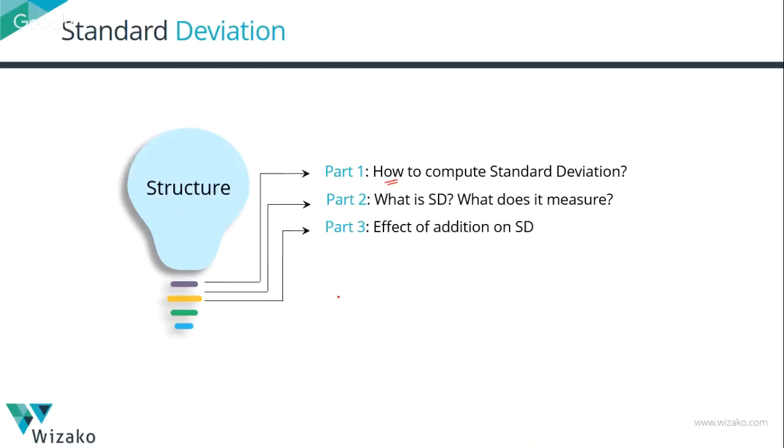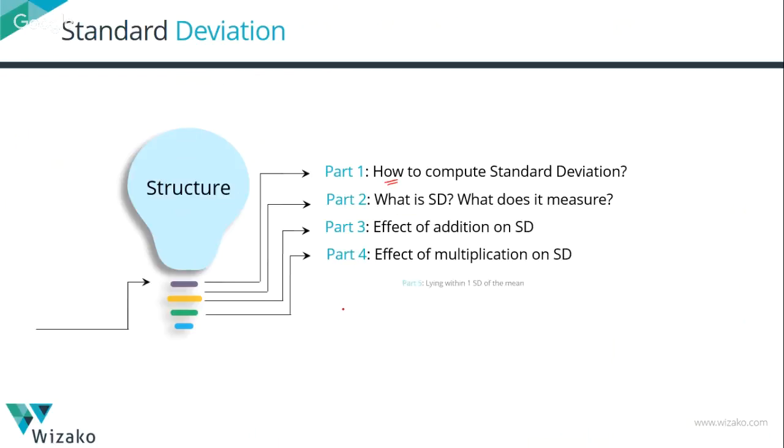Third, we're going to be looking at the effect of adding a K to each element in a data set on the standard deviation of the set. Fourth, the effect of multiplication or division of a number to each element of the set on the standard deviation. And lastly, this is very, very important: what does it mean to lie within one standard deviation and how to solve questions of that kind? We'll start with how to compute the standard deviation.